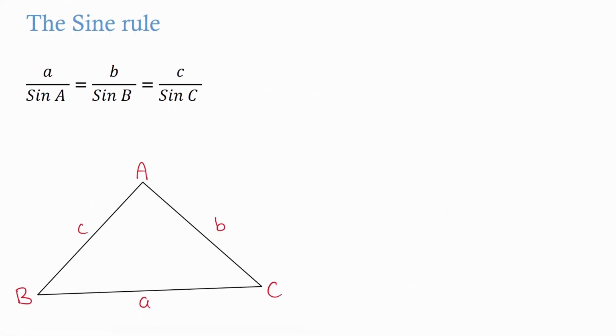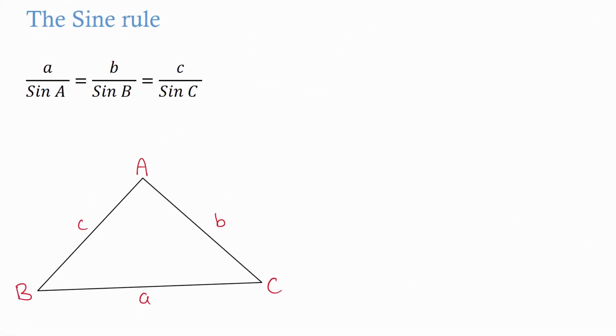In this video, we're focusing on the sine rule. The sine rule works for non-right angled triangles. That's important. It is what we use to find an unknown side or an unknown angle in a non-right angled triangle. As you can see at the top, we have a over sine A equals b over sine B equals c over sine C.